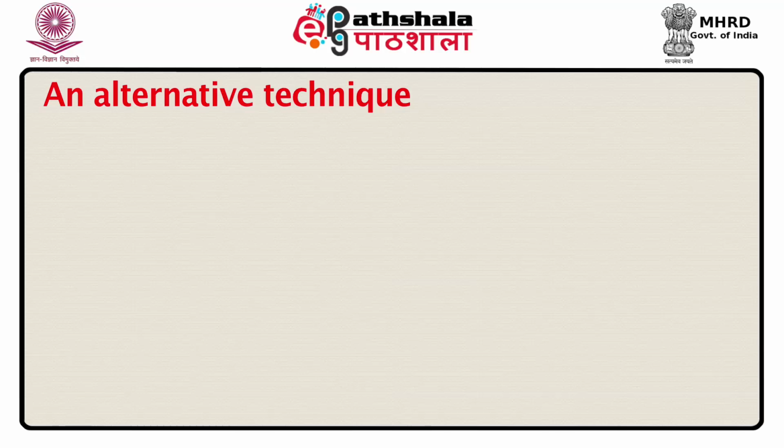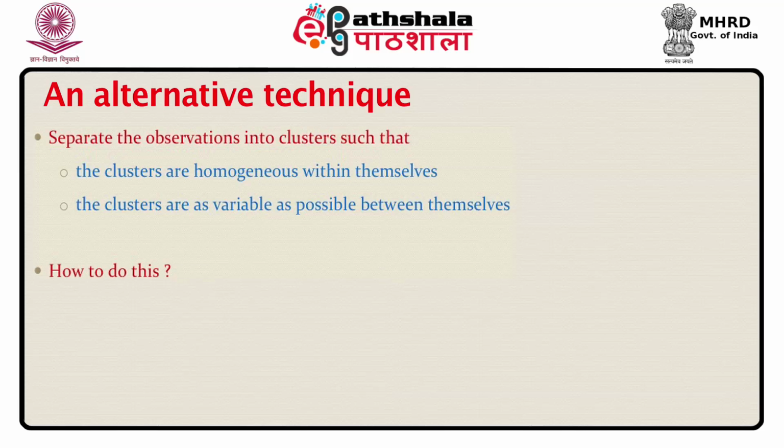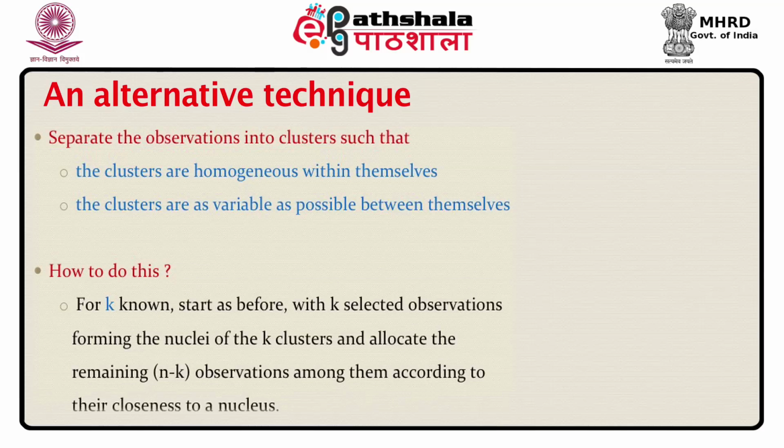As opposed to this, we have what is referred to as the within cluster variability minimization technique. Now in this case, the separate clusters are formed such that the clusters are homogeneous within themselves, and the clusters are as variable as possible between themselves. Now how to do this?